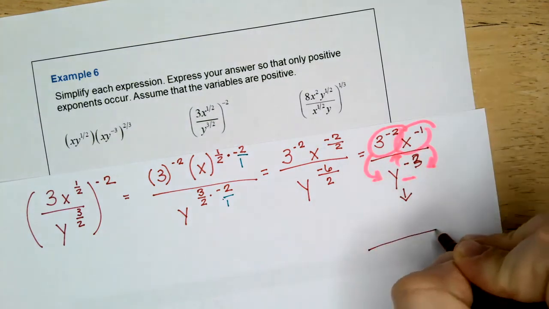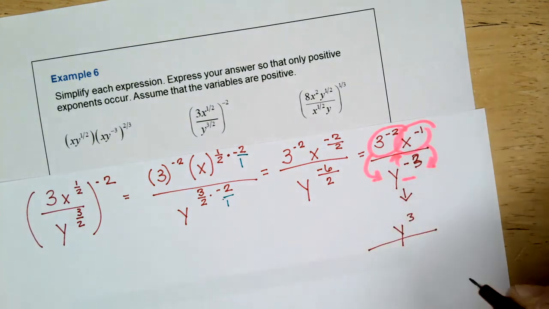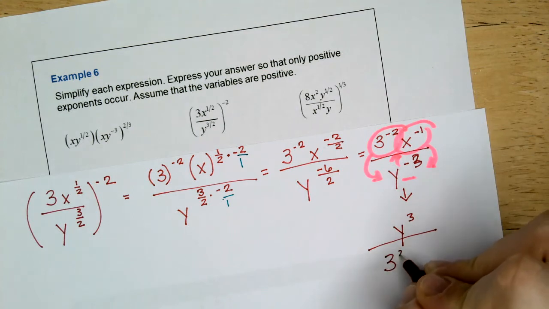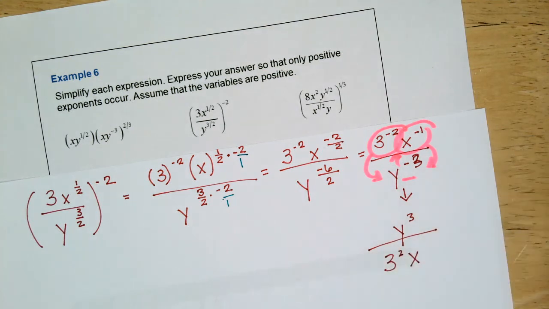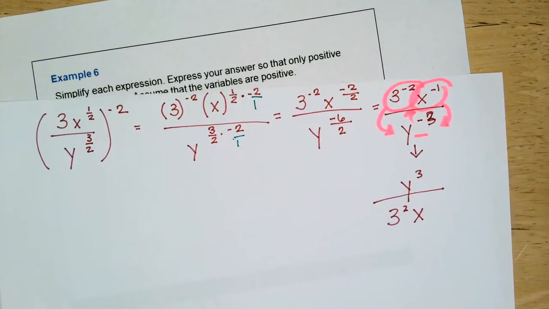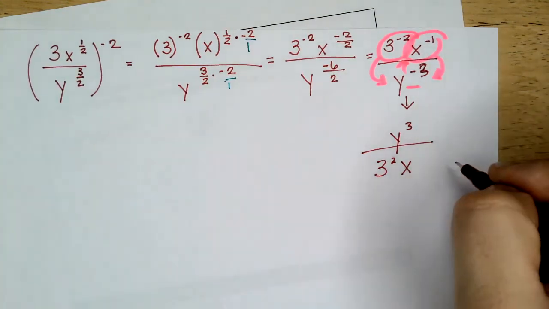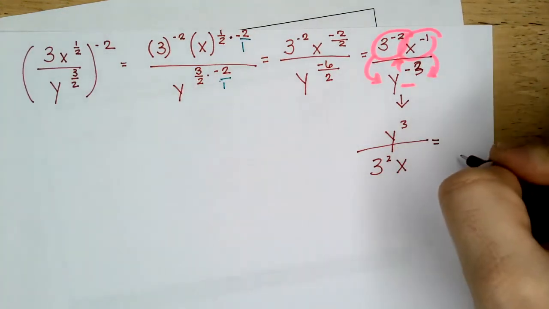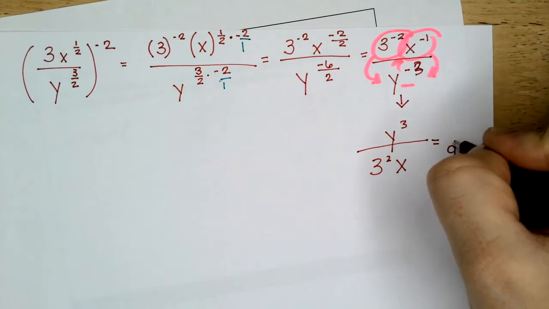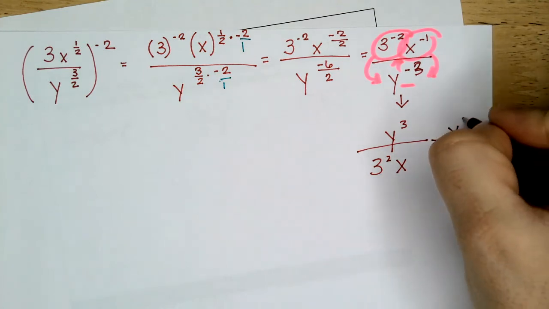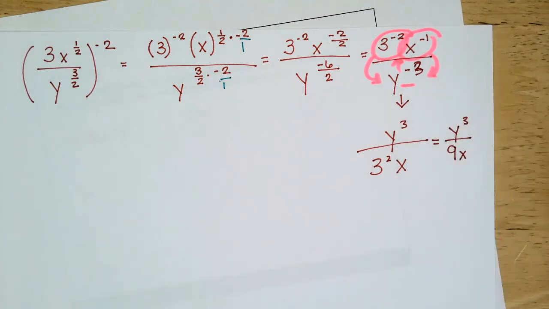So now on the top, I have y to the 3rd, and on the bottom, I have 3 squared x, right? Because a negative 1 just becomes a 1. It means 1x. 3 squared is 9, so all I would change is that to a 9x, and then I'm done. Y cubed over 9x.